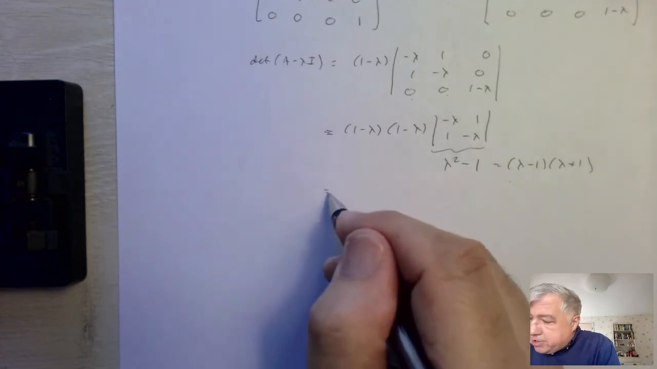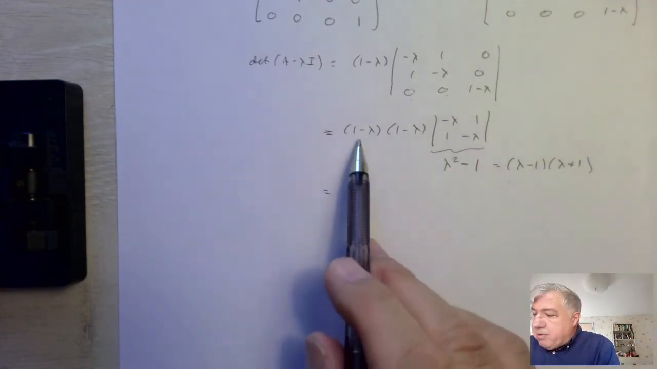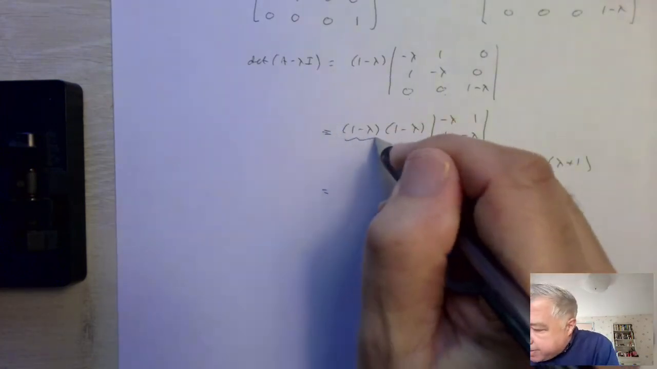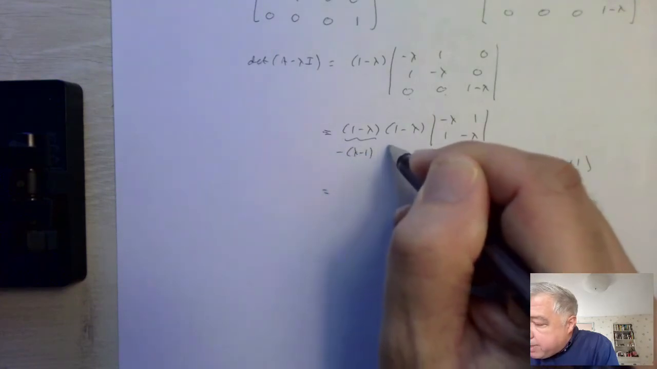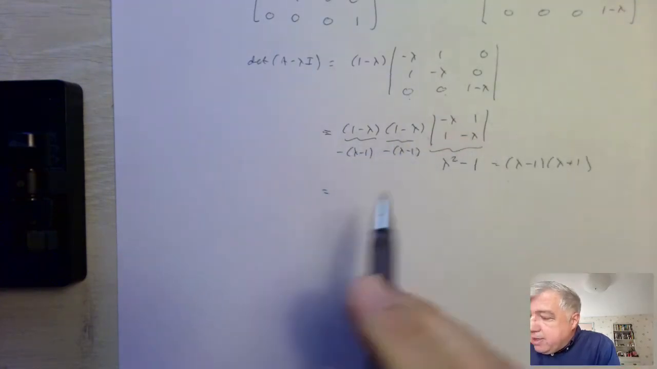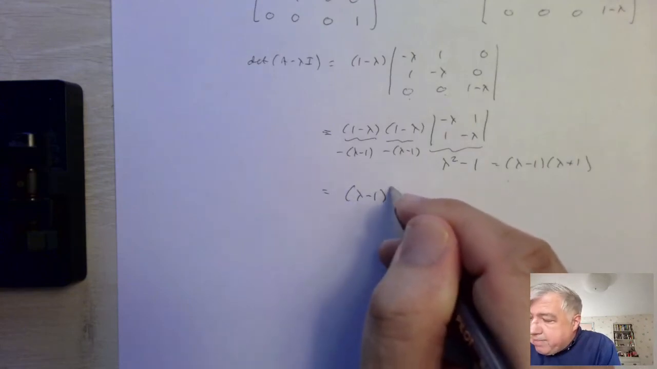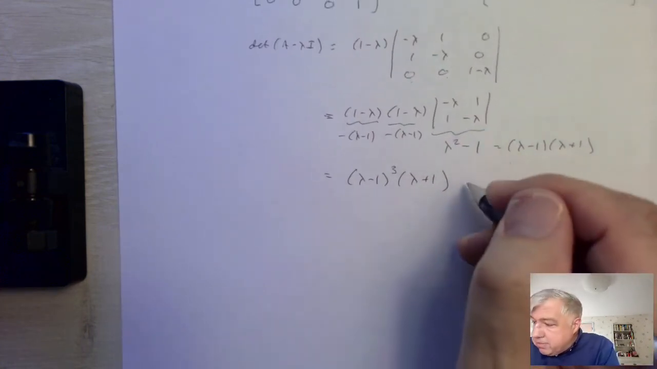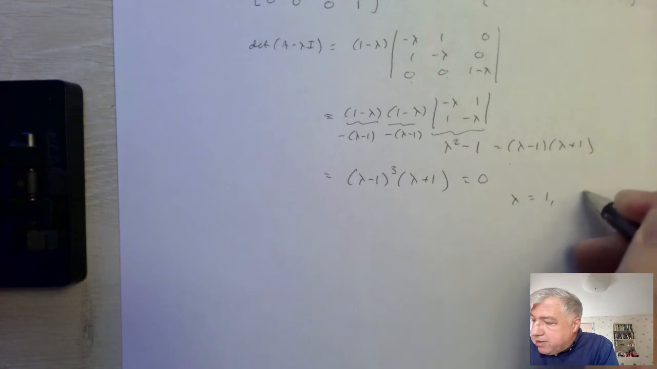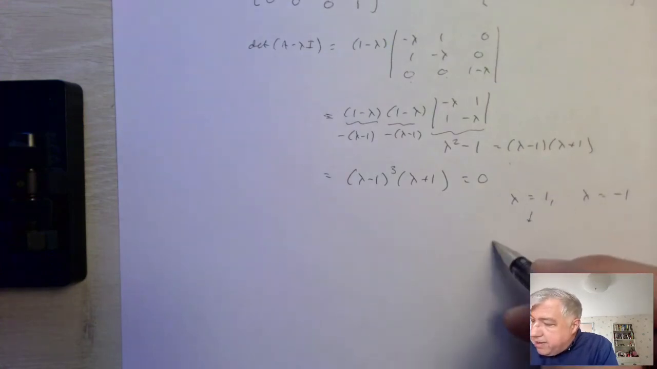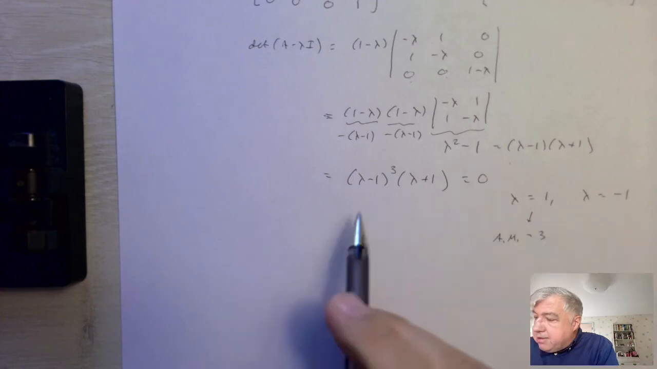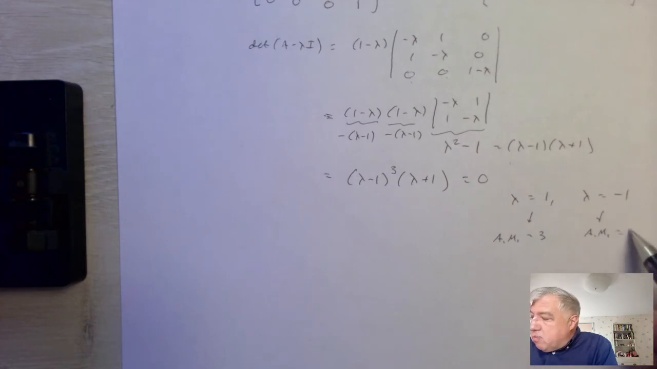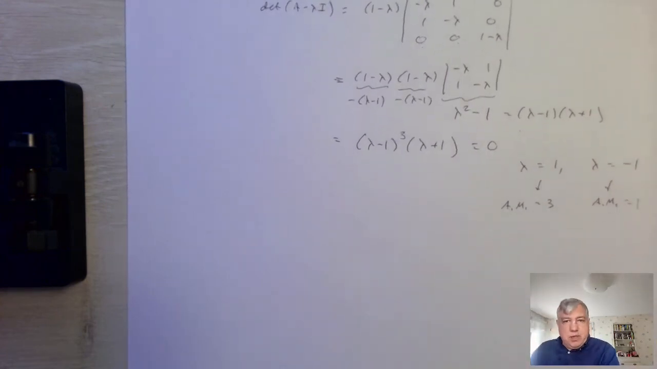Remember, 1 minus lambda and lambda minus 1 are opposites of each other. So we could write this as minus (lambda minus 1), and we can write this as minus (lambda minus 1). The minuses cancel out, and so we get (lambda minus 1) cubed times (lambda plus 1). That's our characteristic polynomial. If we set that equal to 0, we get lambda equals 1 and lambda equals negative 1. The algebraic multiplicity of 1 here is 3, and the algebraic multiplicity of negative 1 is going to be 1.